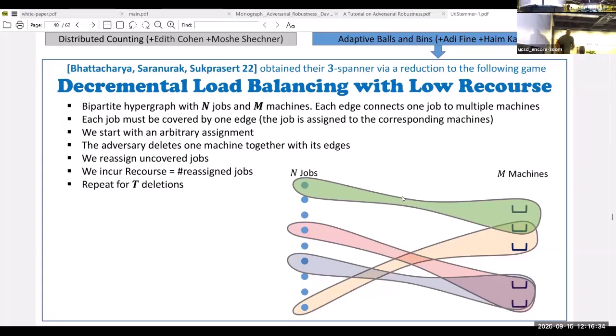Okay, so what do you want? You want to design, let's say this goes on for 3 rounds, an algorithm that's fast. You don't want to spend too much time on every operation of the adversary, and you want to have low recourse.